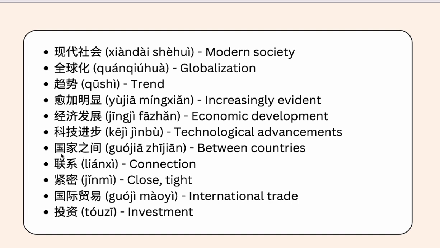Okay. So 国家, you guys know 国家 is country. 之间 is in between. So 国家之间, between different countries. So 国家之间联系, that's connection. 联系紧密 can mean very tight, but can also mean close. If you say we have a really close connection, you can say 联系紧密.